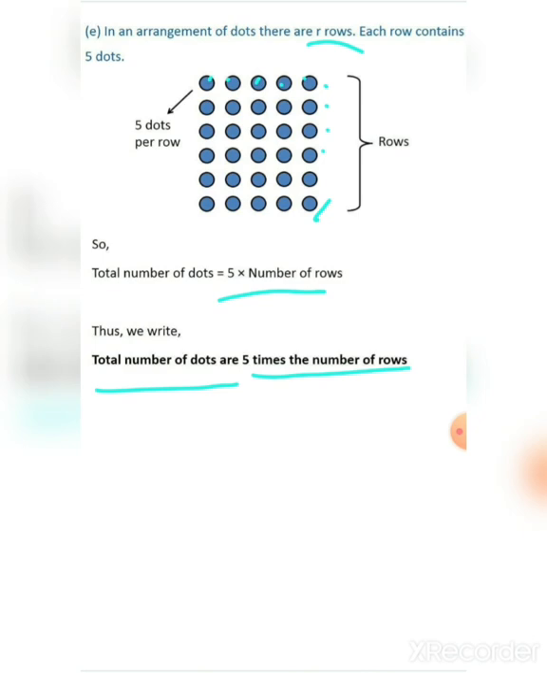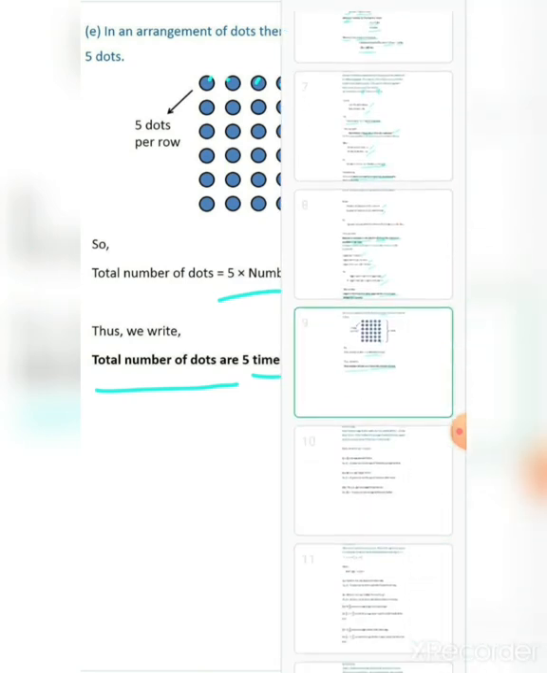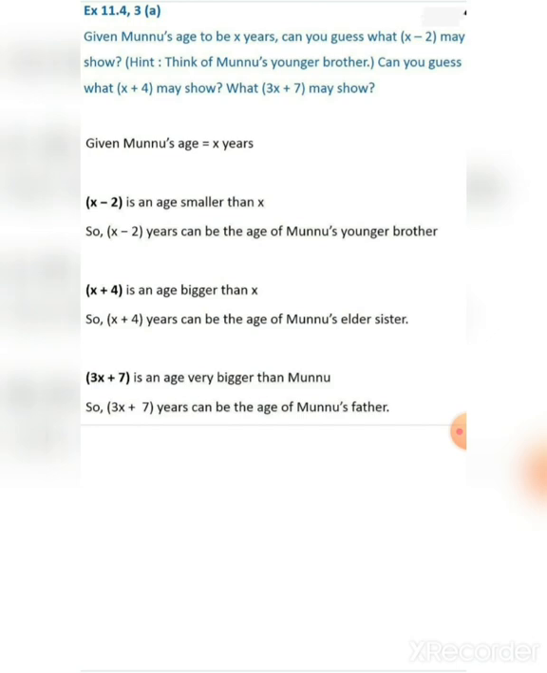Now we have reached the last question of this exercise. Question number 3. It is given Munnu's age to be X years. Can you guess what X minus 2 may show? A hint is given: think of Munnu's younger brother. Can you guess what X plus 4 may show? What may 3x plus 7 show?